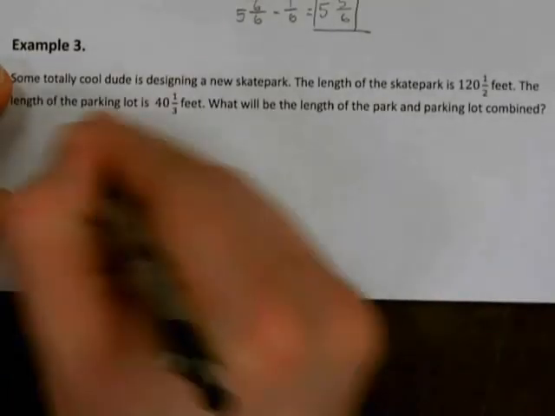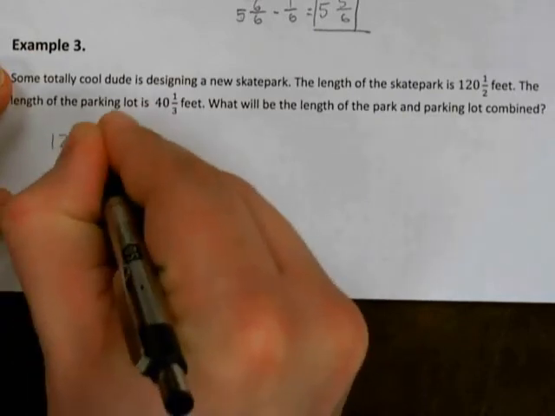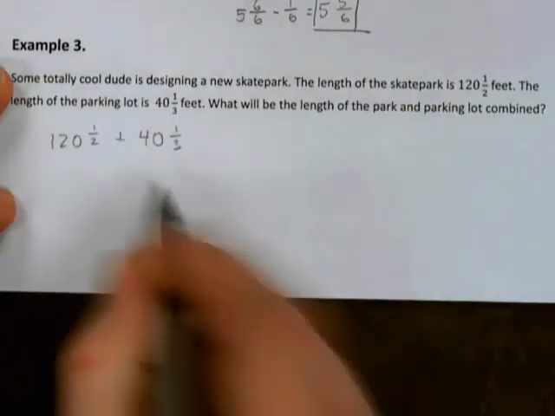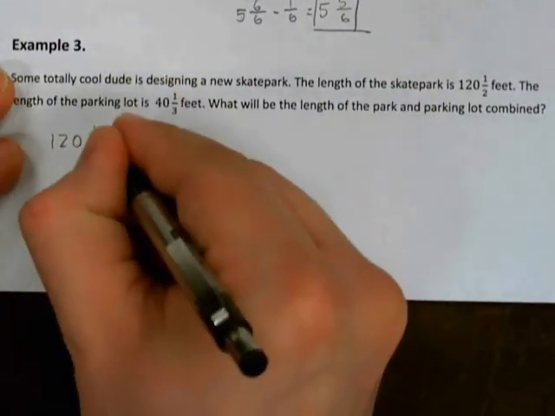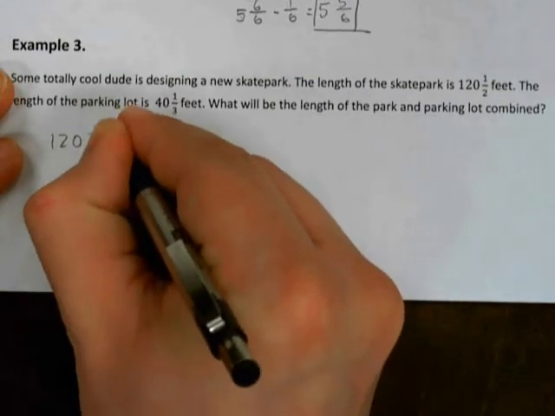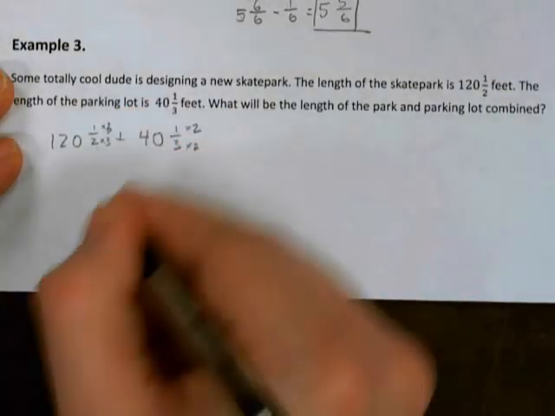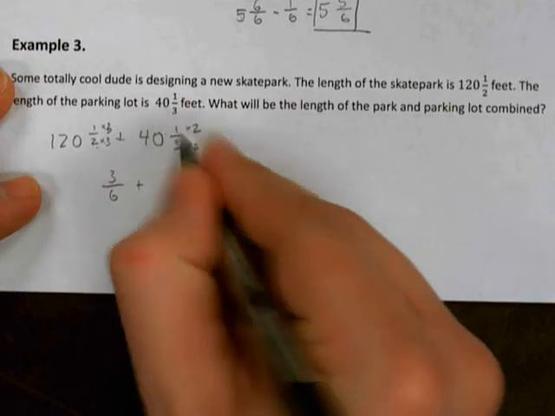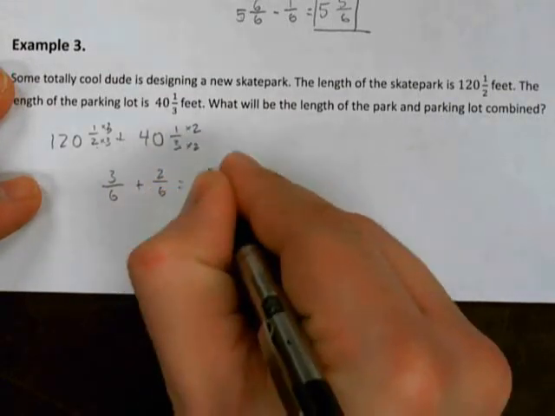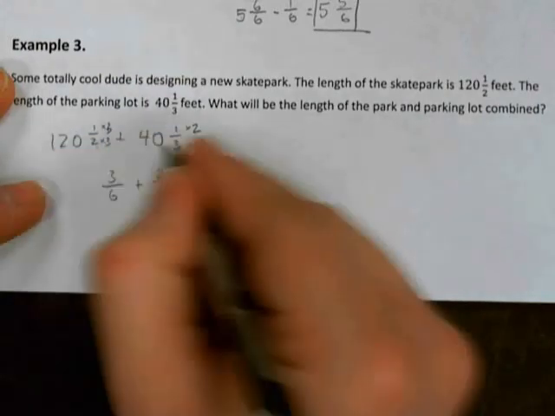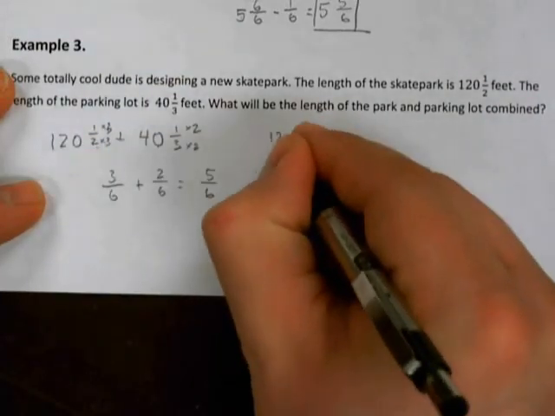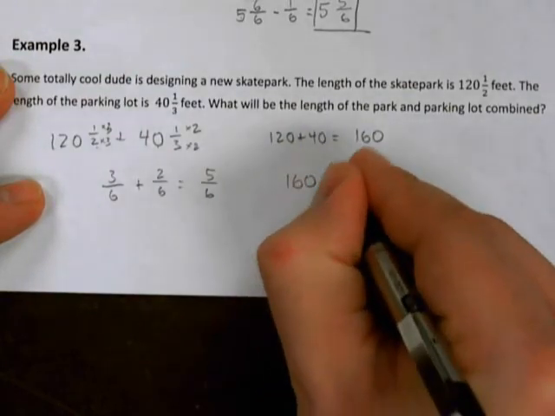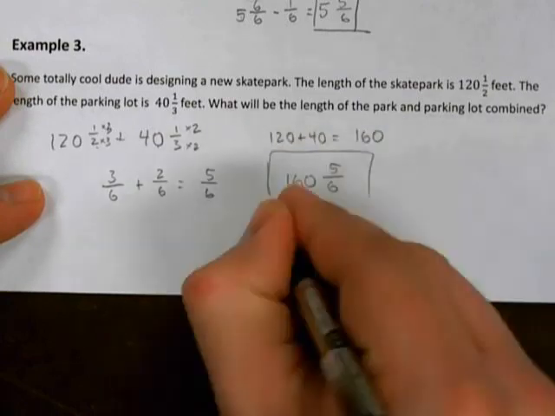So I have 120 and a half, and I know I have to add that to 40 and a third. The common denominator here is 6, so I multiply by 3 here and 2 over here. Looking at just the fractions, we get 3/6 plus 2/6, which is 5/6. Then we add the whole numbers: 120 plus 40 is 160. And so we get 160 and 5/6 as our total length.